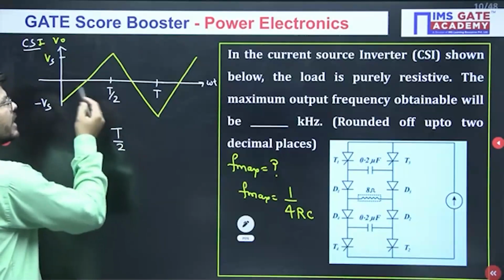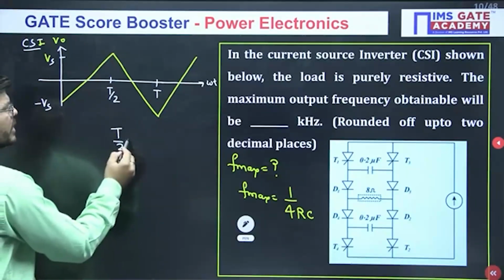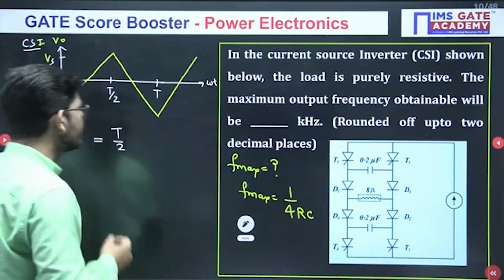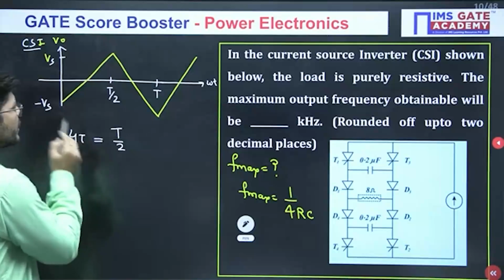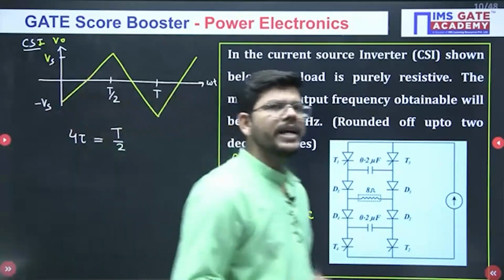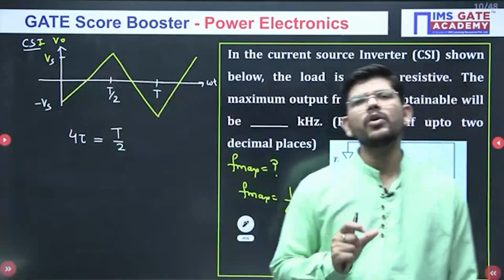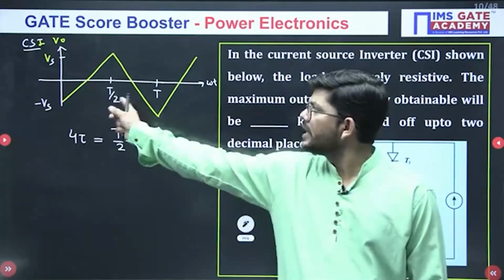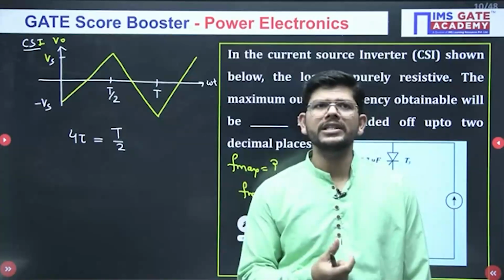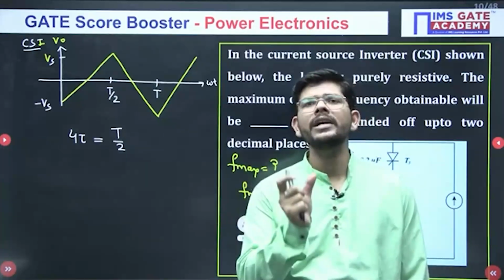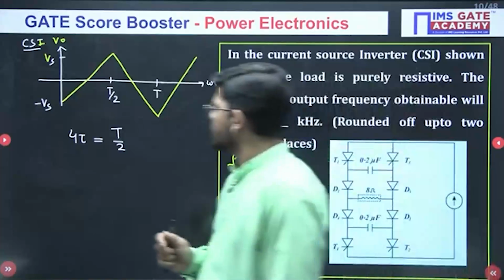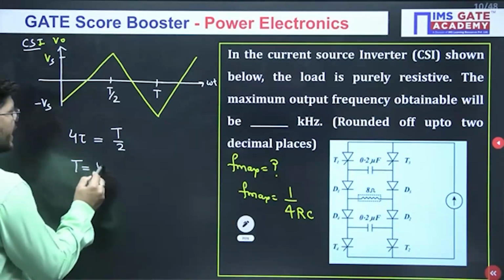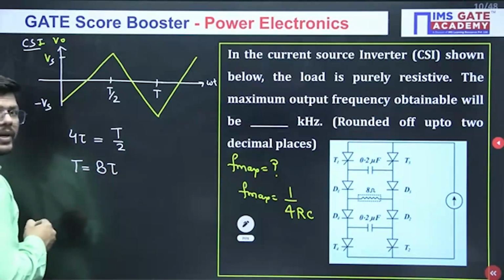And you know that in an RC circuit, the time taken to reach the steady state will be equal to 4 tau, where tau is the time constant. And in the circuit, as per the waveform, you are reaching the steady state from minus V to plus V in T by 2 time. If we equate this, T will be equal to 8 times tau.